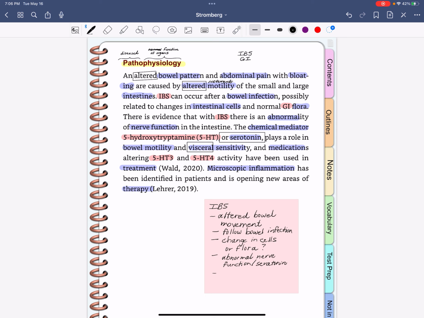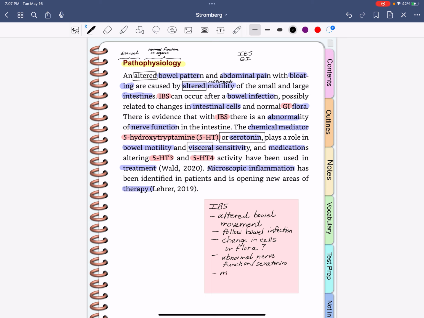Which of these drugs is related to the study of IBS? They could list serotonin because it acts on the nerves. It acts on bowel movements and the sensitivity of those internal organs. Medications that alter serotonin activity have been used in treatment of IBS. Microscopic inflammation has been identified in patients and is possibly going to explain some of the IBS mystery.